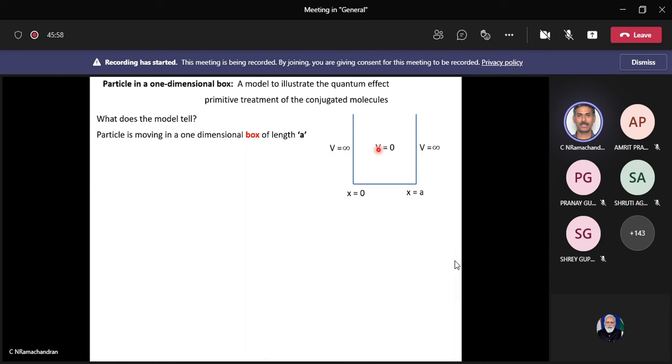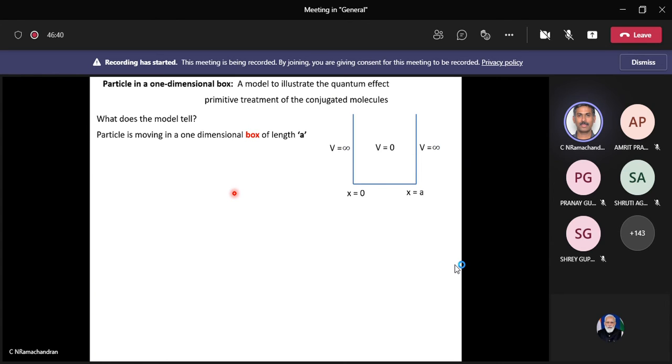Now there are some conditions I am putting on this. This is something different from your ordinary box. If you consider a real box, you cannot accept whatever conditions I am putting. To that particular box I am giving certain conditions or restrictions. What are those conditions? Inside the box the potential energy is 0. Outside the box the potential energy is infinity. This is one restriction I am giving: inside the box, the potential energy is 0, and outside the box, the potential energy is infinity.